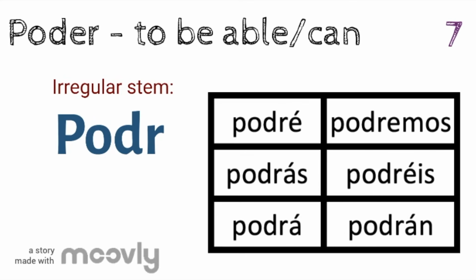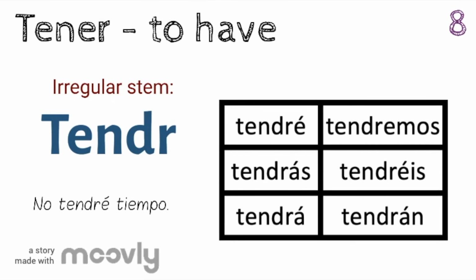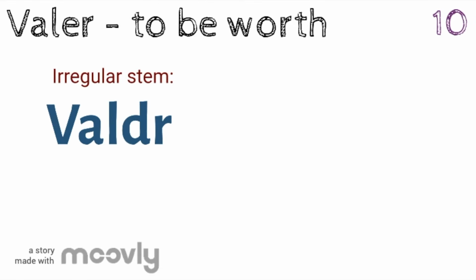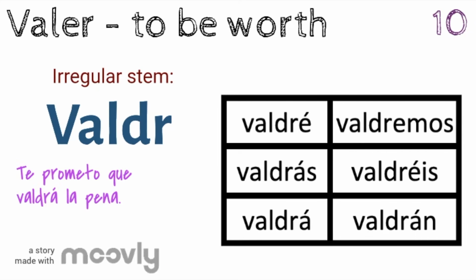Poder becomes podr. Podrás hacer esto. You will be able to do this. Tener becomes tendr. No tendré tiempo. I will not have time. Querer becomes querr with 2 R's. Ellos querrán jugar. They will want to play. Valer becomes valdr with a D. Te prometo que valdrá la pena. I promise you it will be worth it.